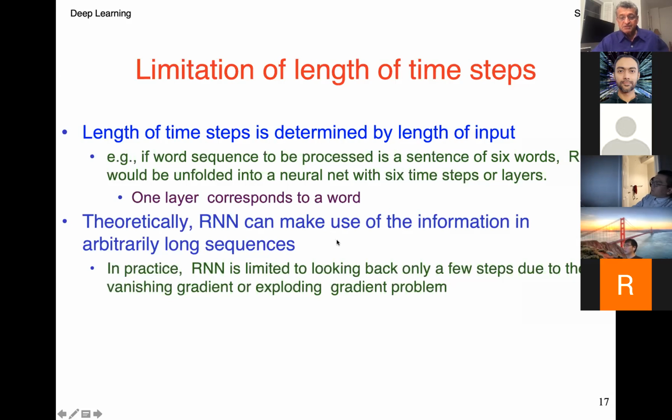Theoretically, RNNs can make use of the information in arbitrarily long sequences. In practice, an RNN is limited to looking back only a few time steps due to the vanishing gradient or exploding gradient problem. Okay, so a practical issue comes into play: how many words can you look back to process everything?